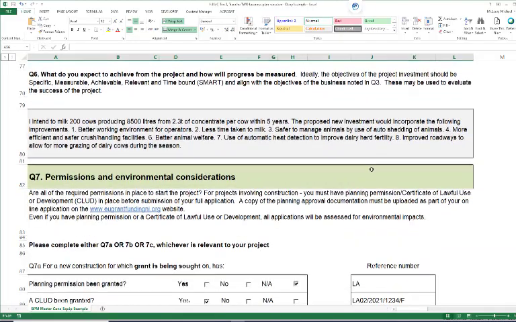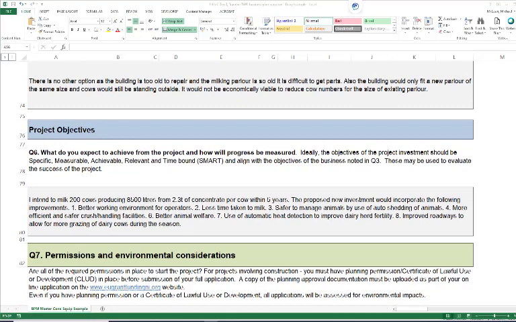Moving on to the project objectives. List the main objectives for the project. It is important these are SMART objectives. SMART means specific, measurable, achievable, realistic and time-bound. In other words, when you expect to complete these things and how you operate them. This will allow you to measure and evaluate the success of your project.